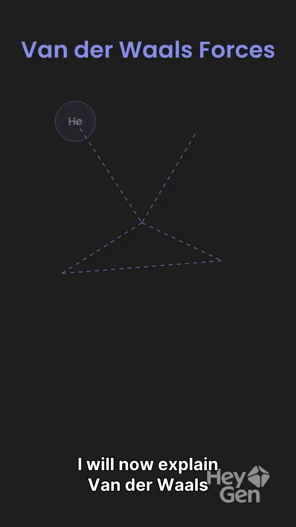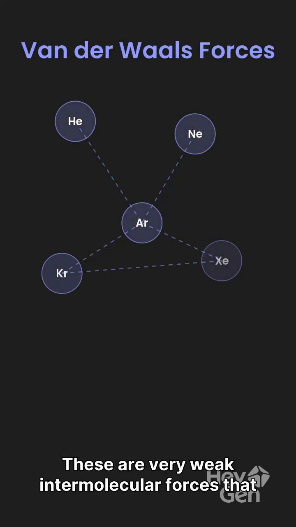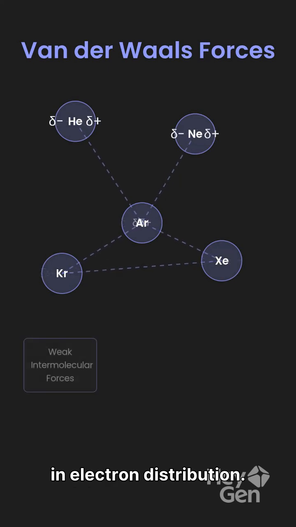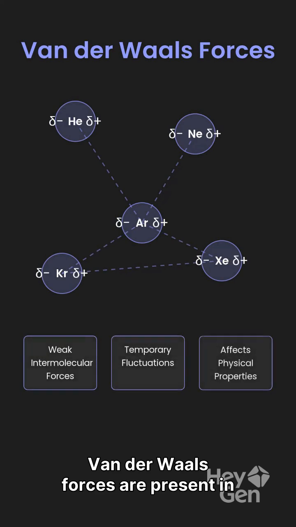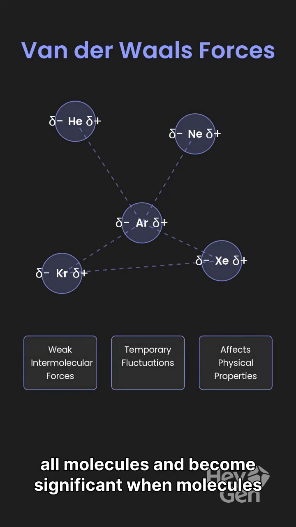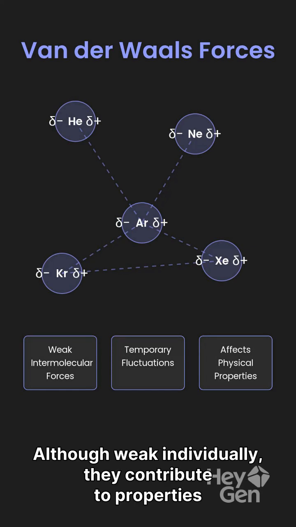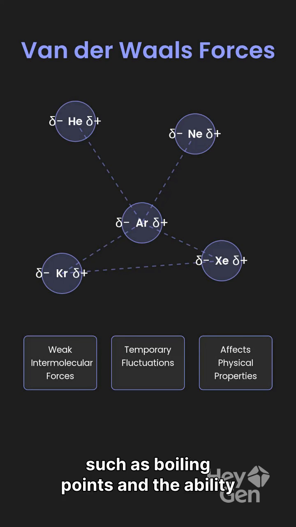I will now explain van der Waals forces. These are very weak intermolecular forces that occur between molecules due to temporary fluctuations in electron distribution. Van der Waals forces are present in all molecules and become significant when molecules are very close to each other. Although weak individually, they contribute to properties such as boiling points and the ability of substances to condense into liquids.